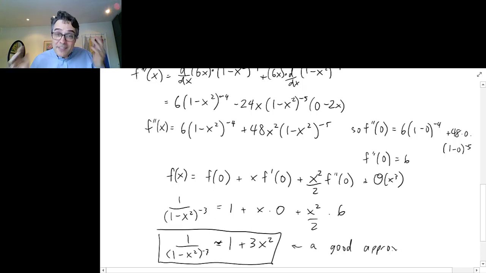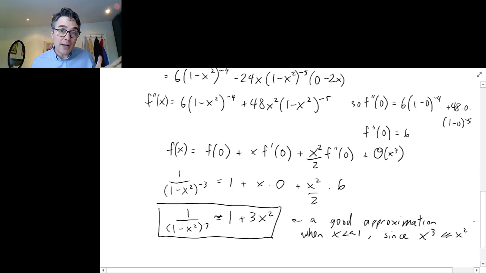This is a good approximation when x is much, much less than 1, since then x cubed will be much, much less than x squared. And x to the 4th will be even less than that. All these higher order terms disappear when you know that this x is very small. So you can just use 1 plus 3x squared, and it can be really, really handy.